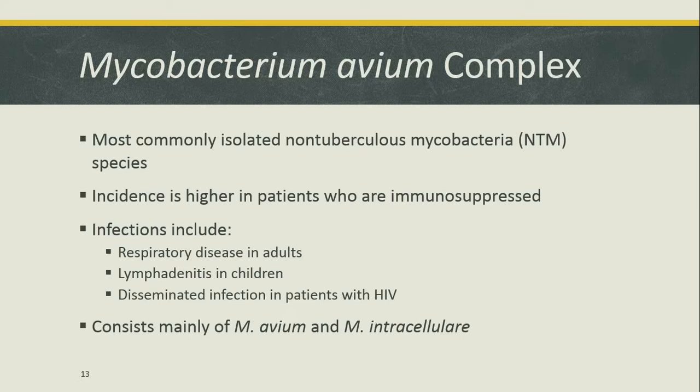Mycobacterium avium complex, the book touches on this slightly. It includes a whole bunch of other non-tuberculous mycobacteria. Again, the incidence of these is higher in patients who are immunocompromised. These are the ones that usually cause some type of respiratory disease, lymphadenitis in children. Usually the main ones that are found are your M. avium and your M. intracellulare. But there's a whole bunch of other ones that they haven't listed here, and that's okay. You don't need to know that right now.